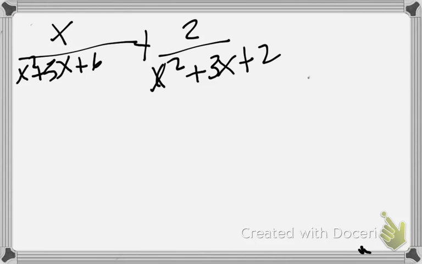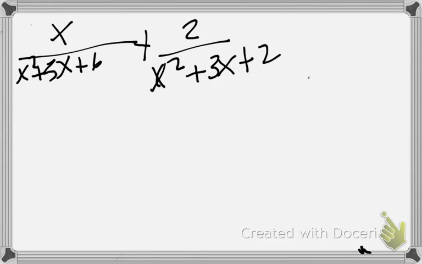Okay, so now we're going to do a problem where we have to factor both sides again, but this time we're going to be adding when the last time we were subtracting. So in our new problem, we're going to be adding this time, whereas last time we were subtracting. We have x over x squared plus 5x plus 6 plus 2 over x squared plus 3x plus 2.